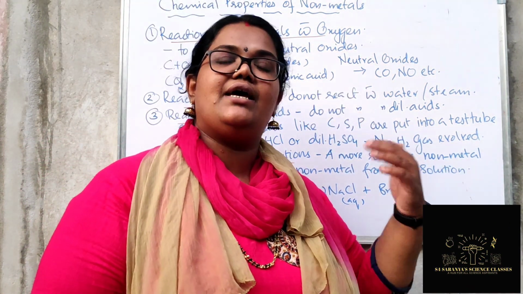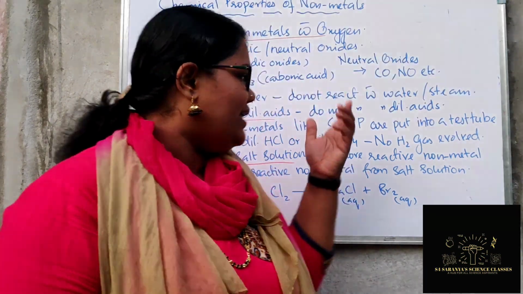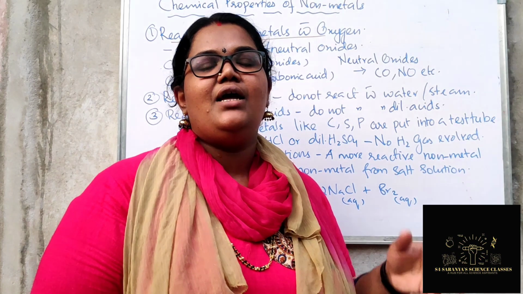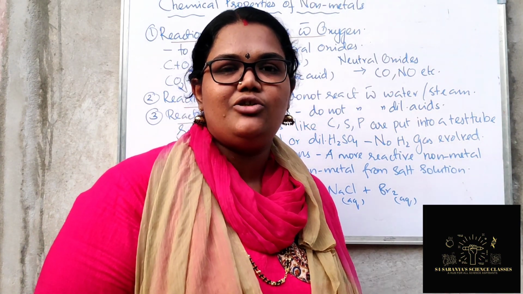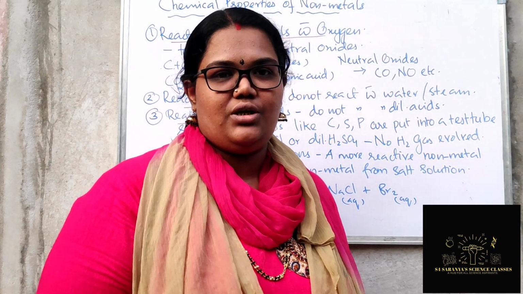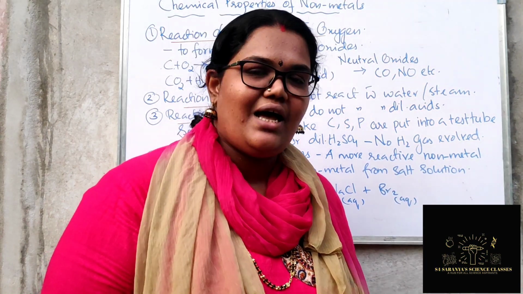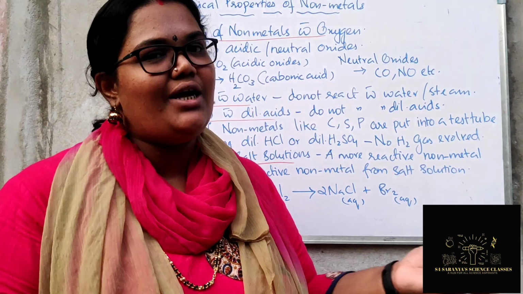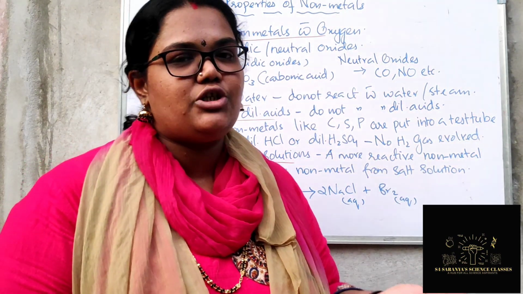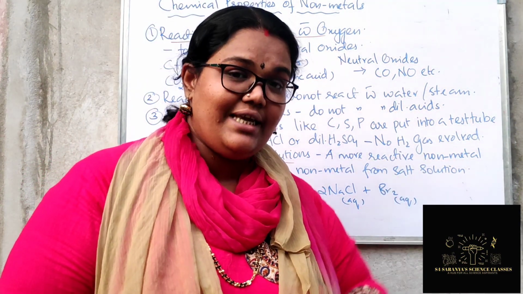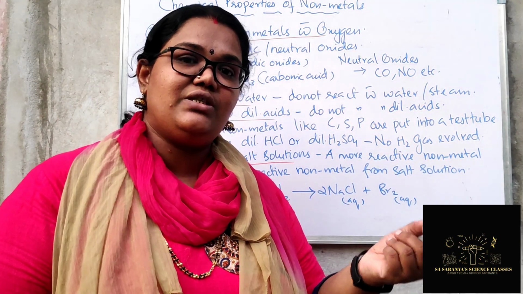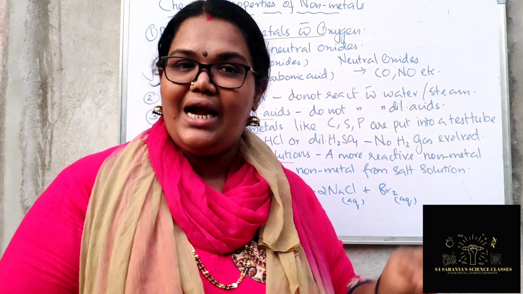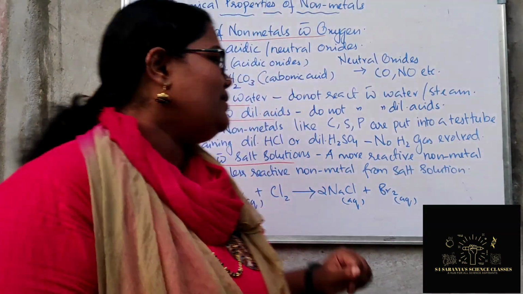This is a question mostly asked in the board exam. If you take carbon, sulfur or phosphorus in a test tube and add hydrochloric acid or sulfuric acid into it, what will be the observation? They don't have any reaction, because non-metals do not react with dilute acids. So there will be no production of hydrogen gas. But if you take a metal, then there is a reaction with the acid. It produces hydrogen gas, which can be identified by the pop test.